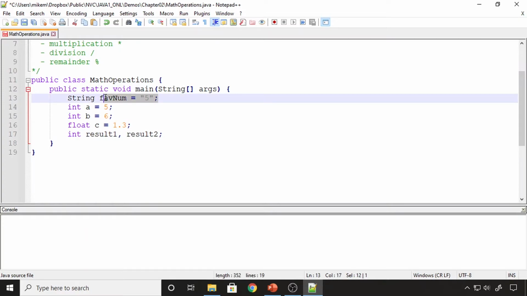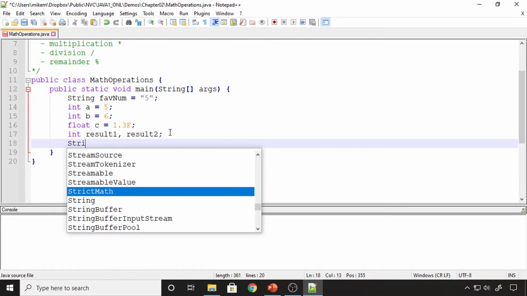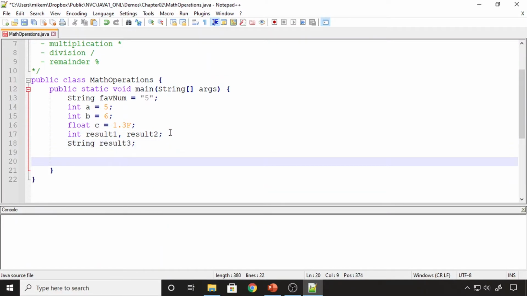I created a string variable to hold my fave num5, but it's holding it as a string. Then I created A, B, and C. A and B are both integers, and then C is a floating point value. Now I forgot to put the F here, so let me do that. And then I have some variables to store some results. I also want to have a variable for the string result. First example, let's see what happens when we add things to a string.